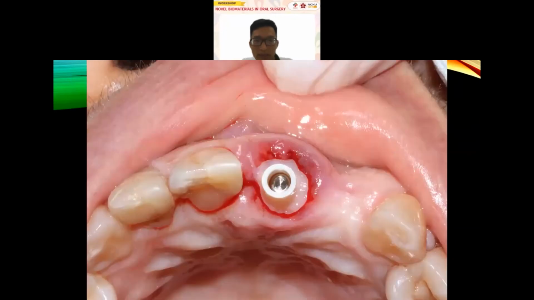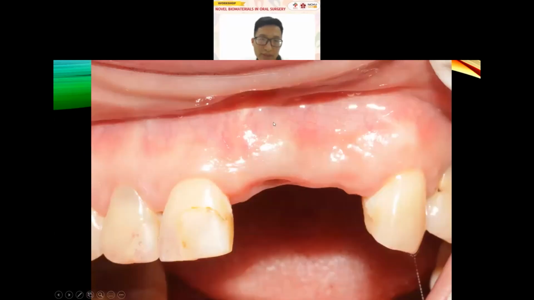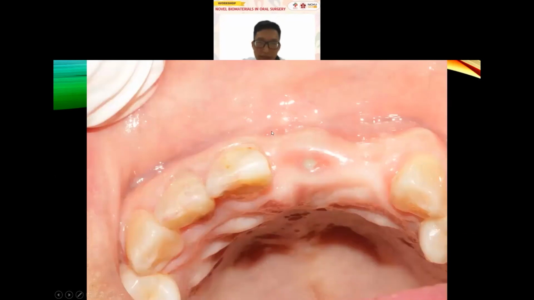Delivery of the provisional bridge for the patient. You can see that I can maintain the natural emergence profile immediately after making the implant placement. 2 months later, the patient came back with the broken provisional bridge. But from the occlusal view, we can see that I still maintain the emergence profile in this area.